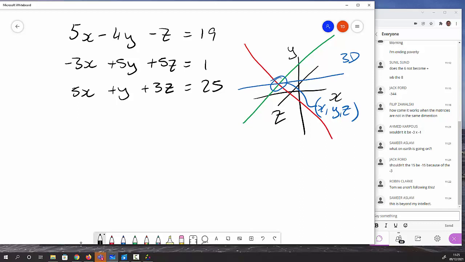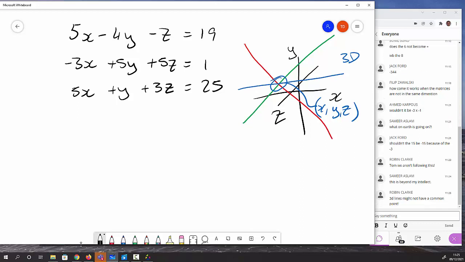So I'm going to take out the coefficients of these equations. So I'm going to get 5, which is from there, minus 4, which is from there, and minus 1, which is from there. I'm going to get minus 3, 5, and 5. And I'm going to get 5, 1, 3. Okay, so that is the matrix of coefficients.